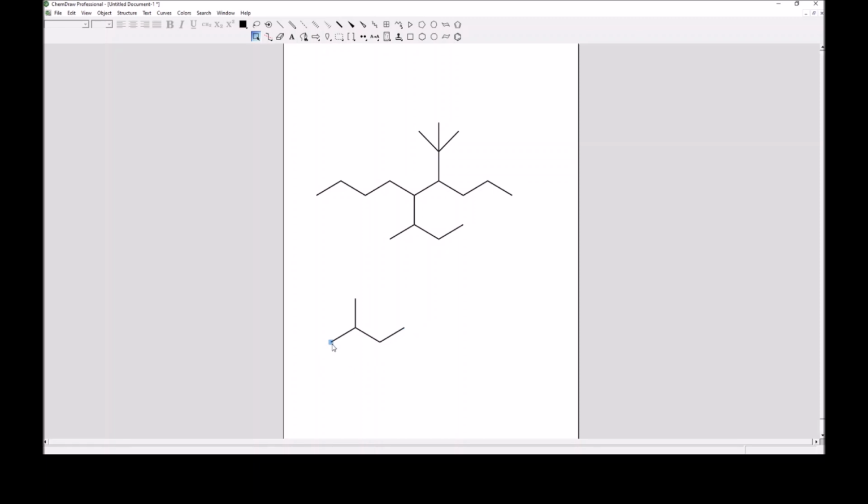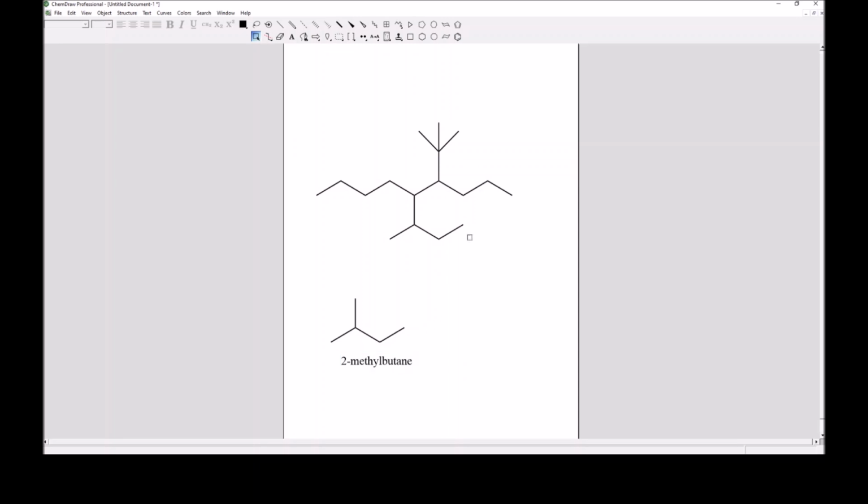If we call this the number one position, then my first substituent would be at the 2 position. If I call this the number one position, then my first substituent would be at the 3 position. You choose the numbering of your parent chain so that you encounter the first substituent at the lowest number possible. So this is the number 1 position, that's the 2 position, and at the 2 position I have a methyl group. So the name of this compound would be 2-methylbutane.